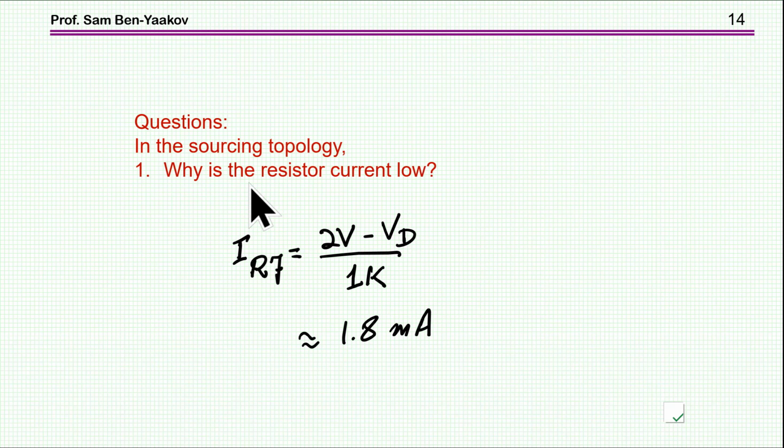So let's go back now to the questions of the riddle. The first one is, why is the resistor current low? Well, the reason is that the voltage across the resistor is 2 volt minus VD, the diode, and this actually limits the current to about 1.8 milliamp. The inductor current is not passing through this resistor.